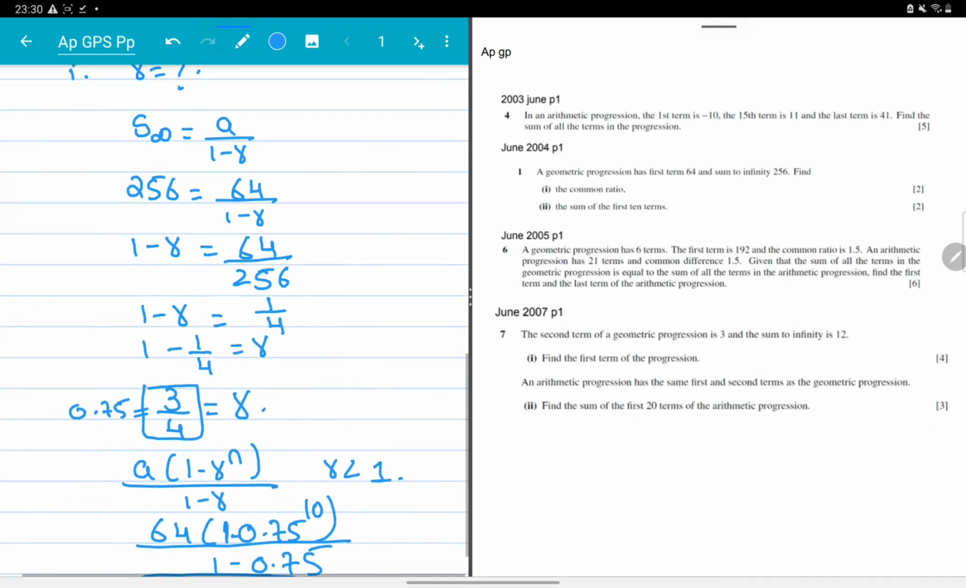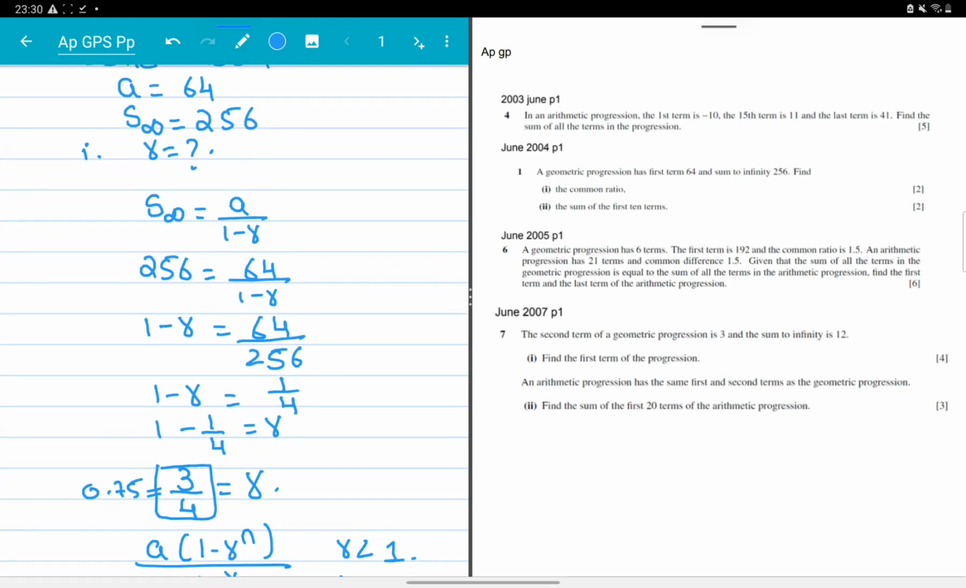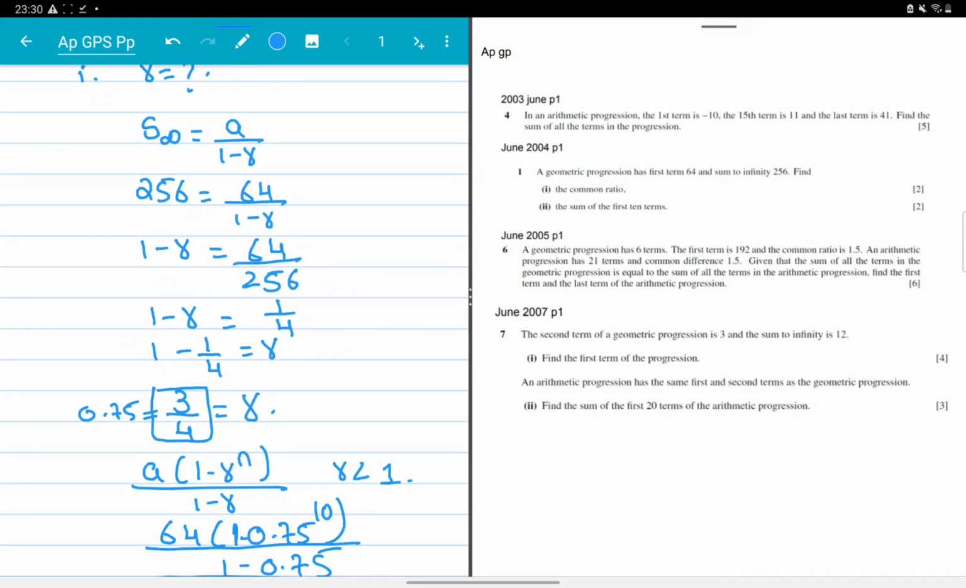So now let's review the question again. In the first part they were asking you to find the common ratio, and they gave you the first term and the sum to infinity. So we use the sum to infinity formula. We substituted the sum to infinity which was 256, and the first term which was 64, and we have to find the common ratio. We shift 1 minus r to the other side and 256 to the denominator of 64. So we first divide 64 by 256. Whatever the answer comes, 1 over 4, we shift to the other side, and minus r on the right side. So 1 minus 1 over 4 gives you 3/4, which is our common ratio, and in decimal it's 0.75.